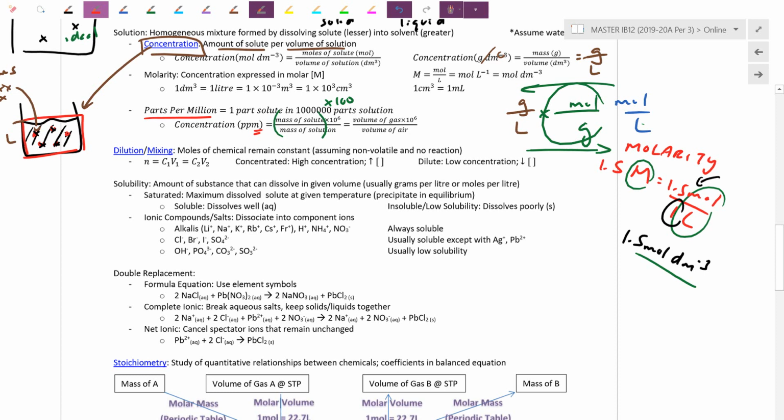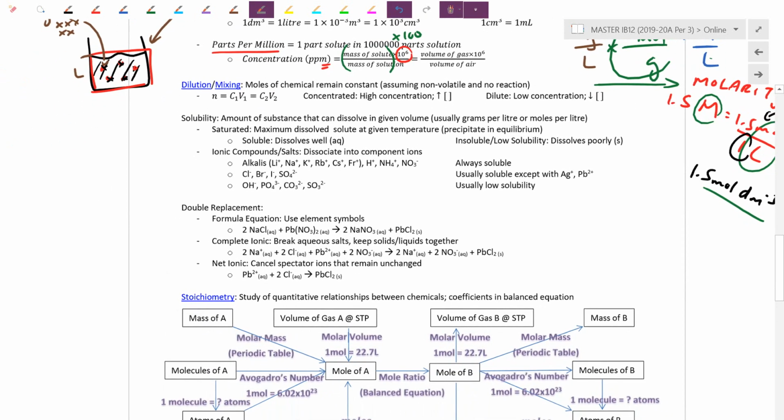I'm taking a really tiny fraction, and I actually need to scale it up by 1,000,000, or if it's parts per trillion, I times it by 1,000,000,000. I basically scale it up until this ppm number is actually a little bit larger. So that's concentration in general there.